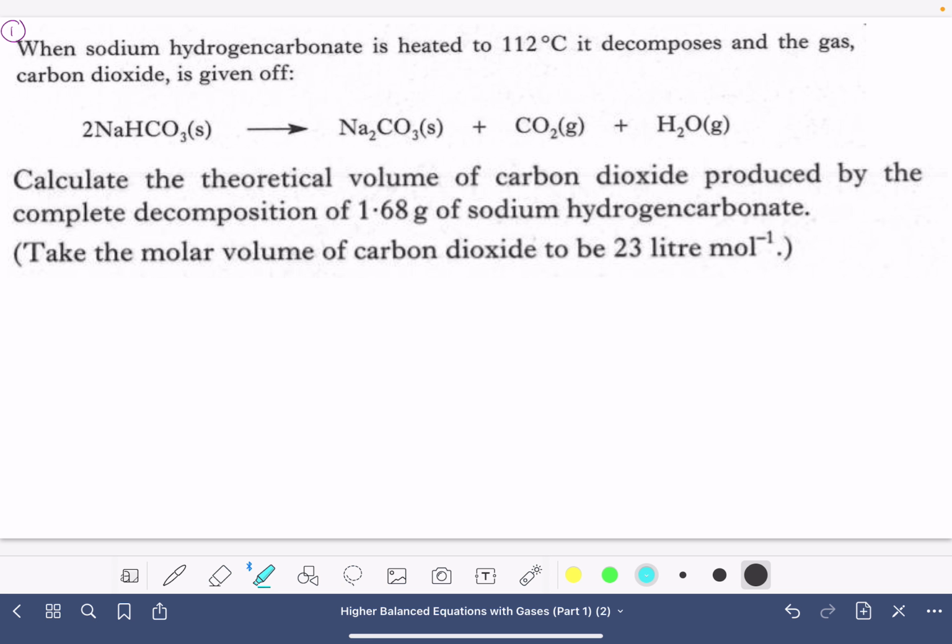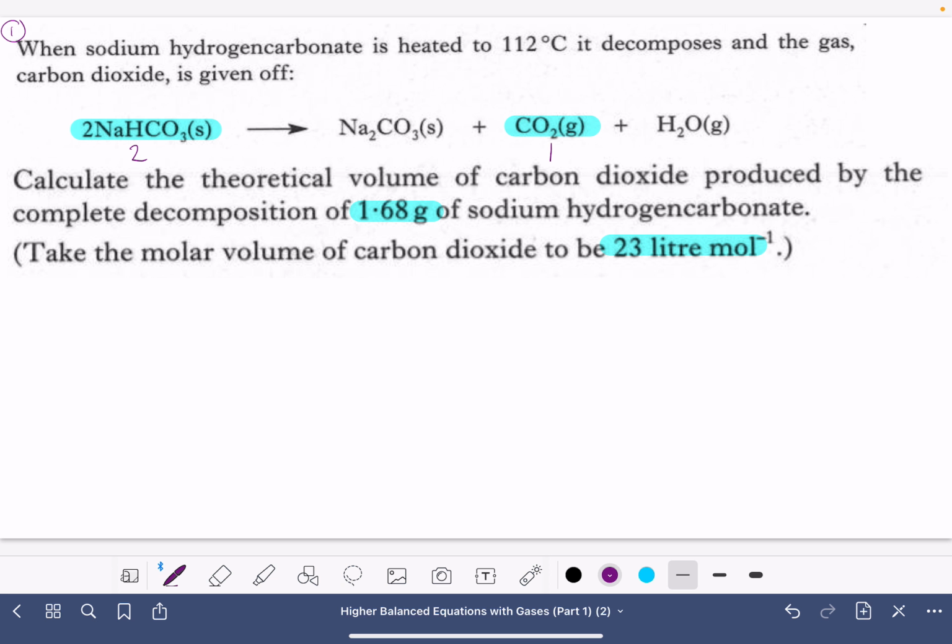So from my balanced equation, I am concerned about the sodium hydrogen carbonate and the carbon dioxide. The information I have about the sodium hydrogen carbonate is that I've got 1.68 grams of it. I have a mass. And I've also got a molar volume for the carbon dioxide, which is 23 litres per mole. Okay, so first step I'm going to do, because I've already been given a balanced equation, is I'm going to put my mole ratio. So the mole ratio would be 2 to 1.